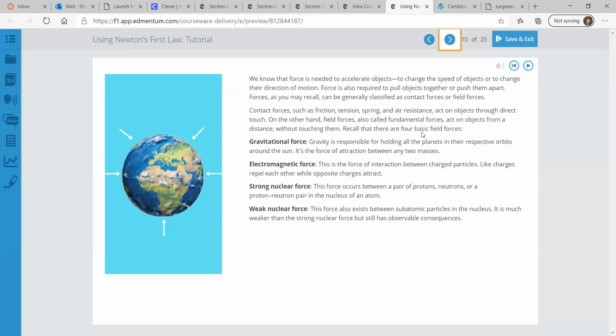But field forces, also called fundamental forces, act on objects from a distance without touching them. Remember these 4 basic field forces. Gravitational force. Gravity is responsible for holding all of the planets in their respective orbits around the sun. It's the force of attraction between any 2 masses.